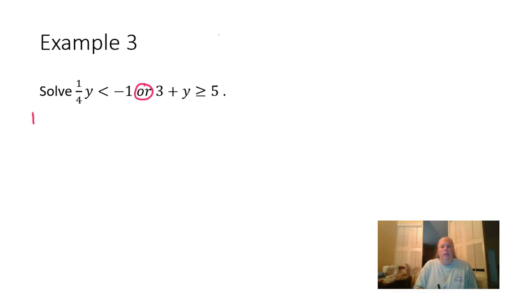All right, so let's consider the inequality 1/4 times y is less than negative 1. I immediately notice that I have a fraction in here. So what I'm going to do is multiply this whole inequality by 4, and that's going to clear out my fraction here. So 1/4 times 4 is going to leave me with 1, or just plain old y. And on the other side, -1 times 4 is going to give me a -4.